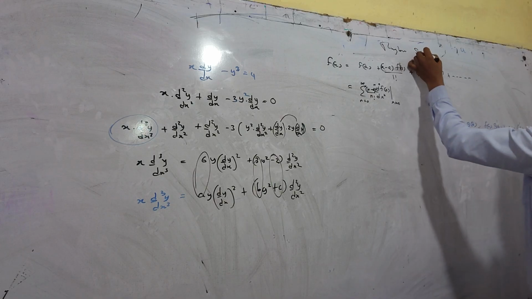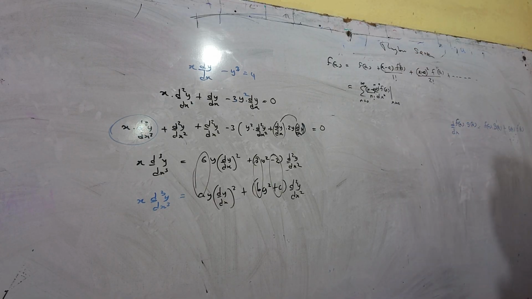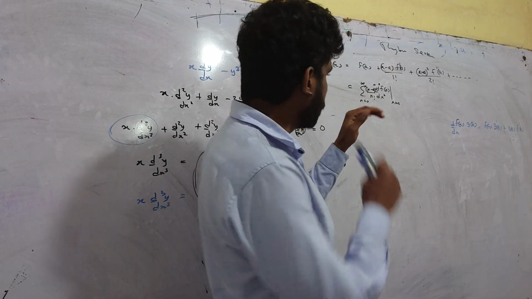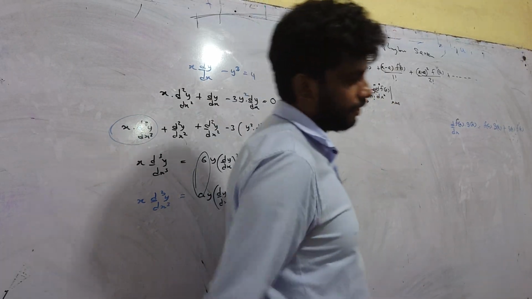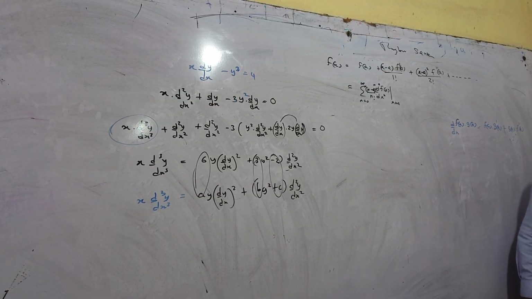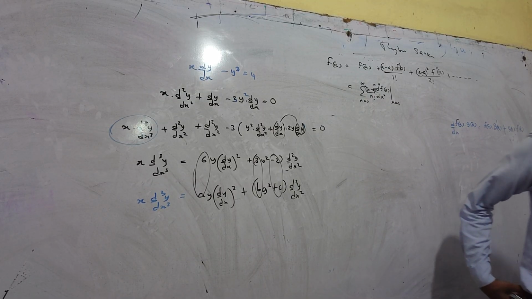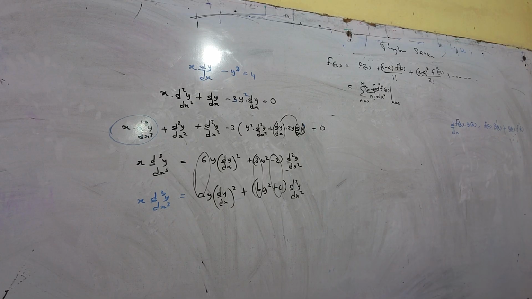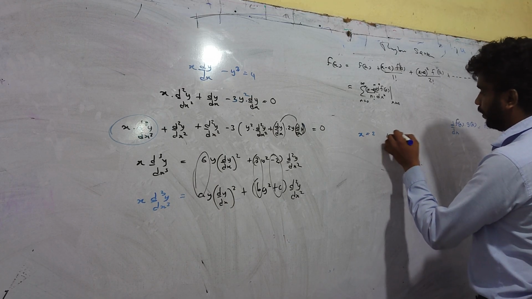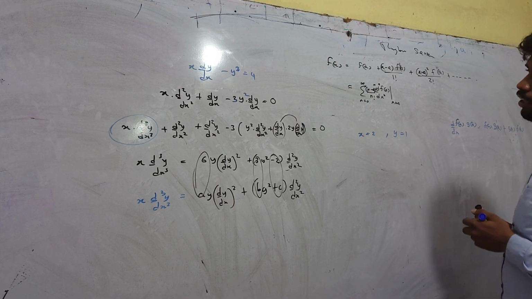Taylor series. The Maclaurin series is used when it is expanded about x equals 0, but this is not expanded about x equals 0. This is about x equals 2 only, right? Given that x equals 2 and y equals 1.